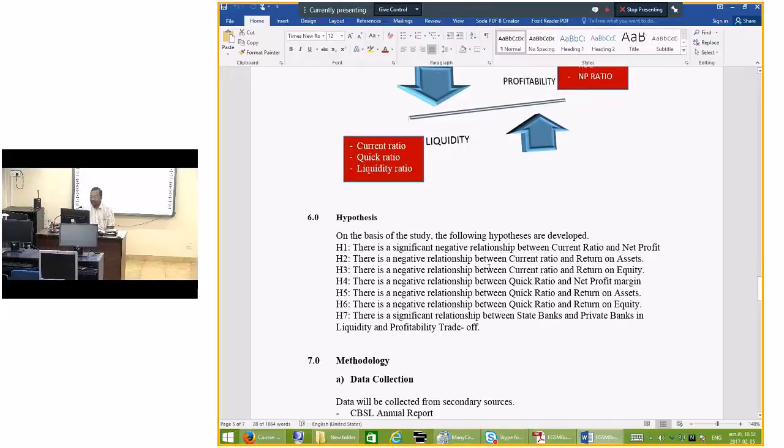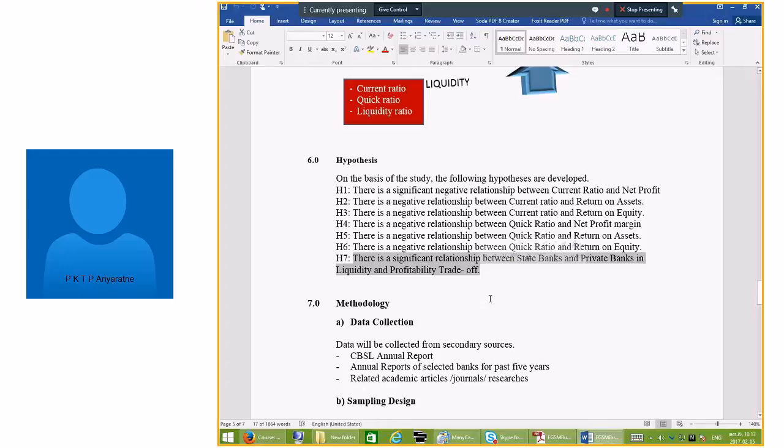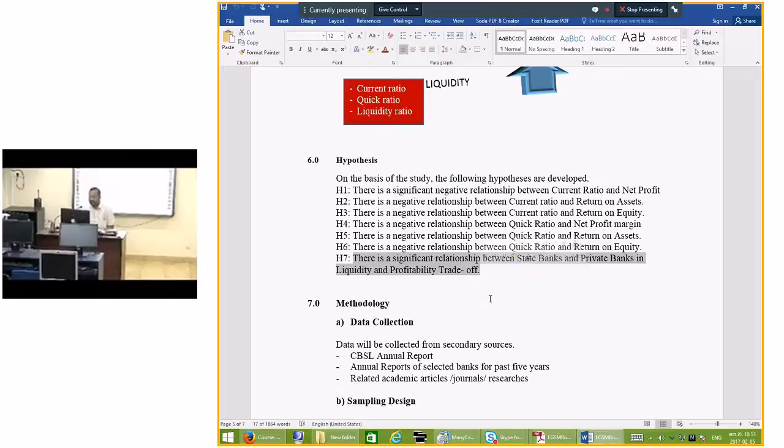Now finally you say there is a significant relationship between state bank and private bank in liquidity and profitability trade-off. Now how do you check the last one, the seventh one? Because for my samples, I'll take state banks and private banks both. I asked that, I know state banks and private banks. Now you have six hypotheses developed separately, and the seventh one is overall liquidity. How do you check overall liquidity?